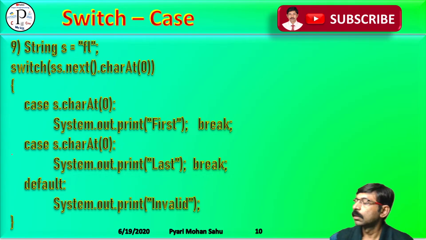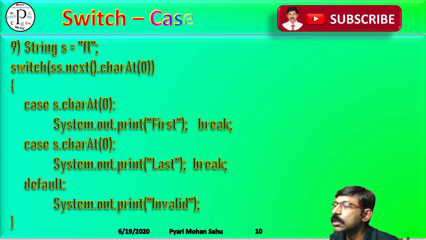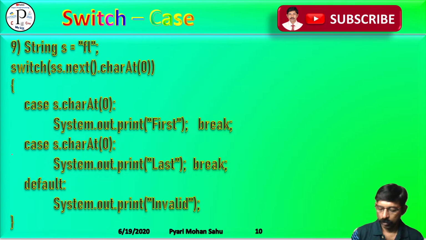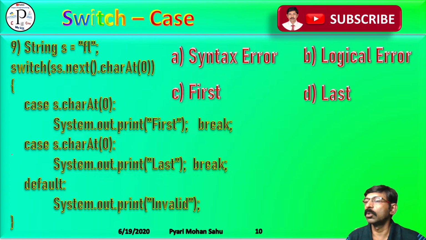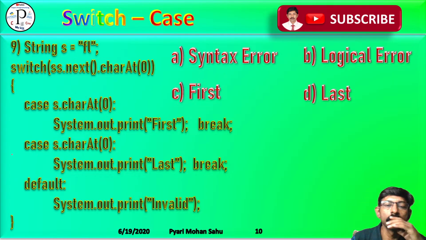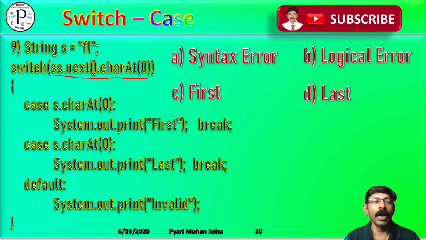No one is answering, or I'm unable to receive the answer. Yes, nobody has answered. Okay, I'm giving you the options. I thought without option you could give the answer. Don't take much time because it is char at 0 position. You don't need to count also. s dot next dot char at 0 position. It is not ss, it is s dot.